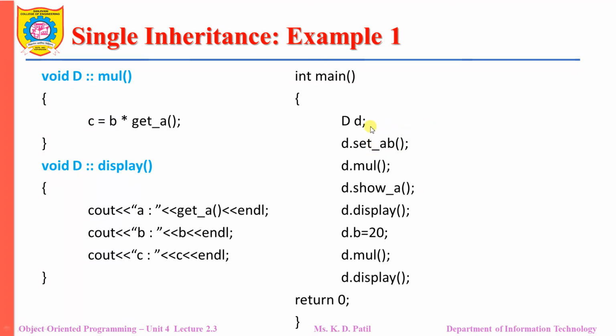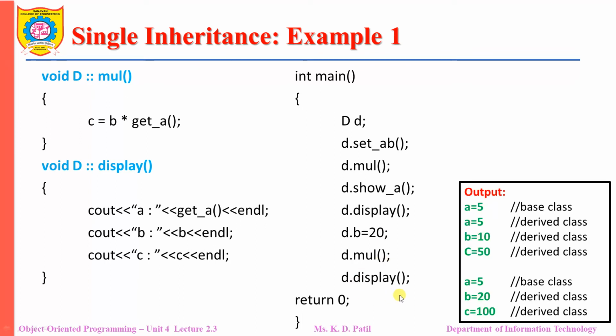So here through setAB, the values of A and B will be set. Through mul, multiplication of A with B will happen, and the result will be stored in C. And through the show function, the value of A will be displayed. Through the display function, the values of A, B, and C will be displayed. Again the value of B will be set as 20, and again multiplication will happen, and we will get the final result. Now let us see the output.